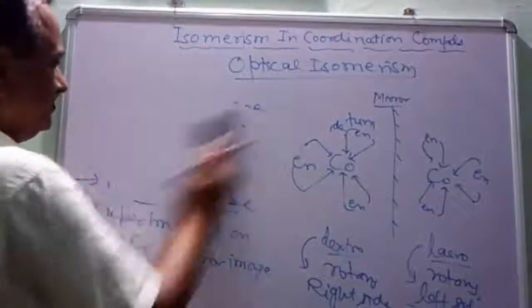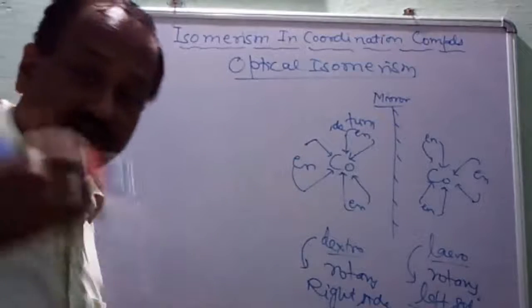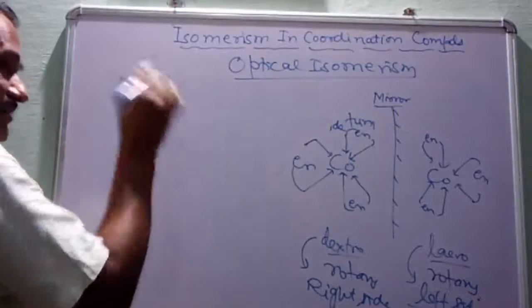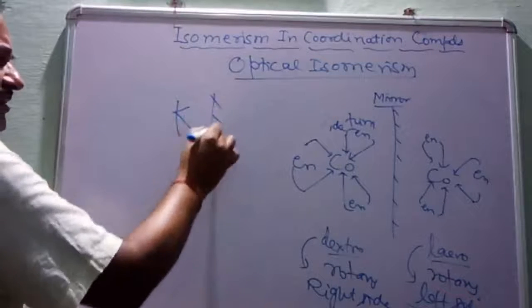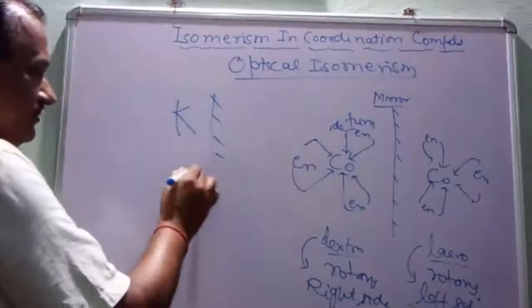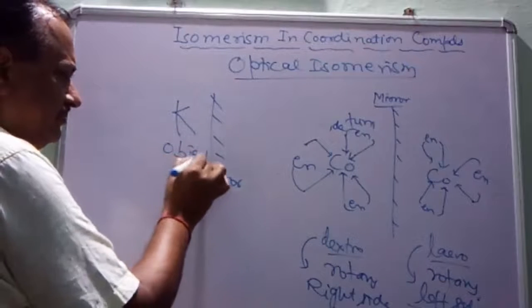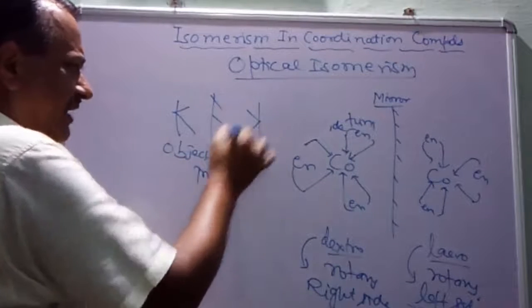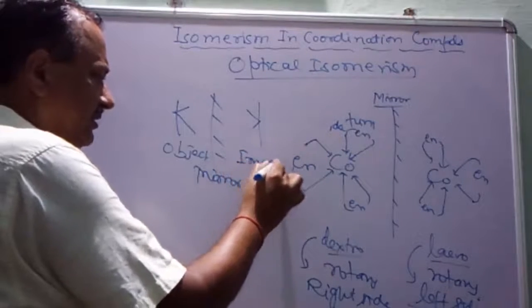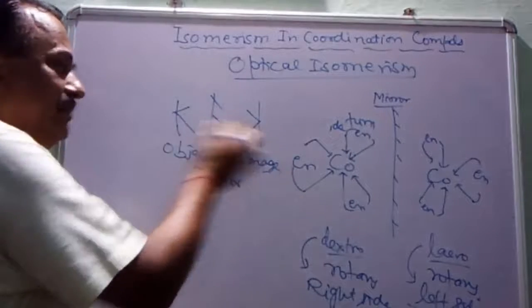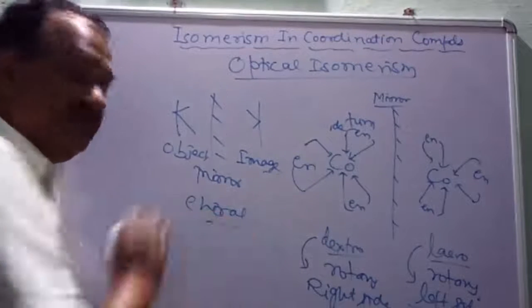Another example of chiral objects. Let us take the letter K. Now here there is the mirror. This is the object. The image will be like this. This is the object, this is the image. So this cannot be superimposed. So this is said to be chiral.